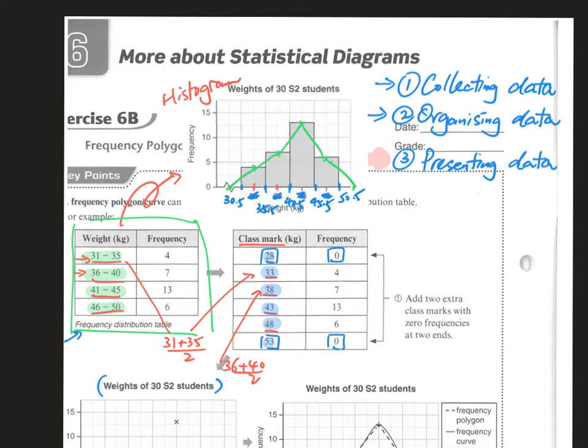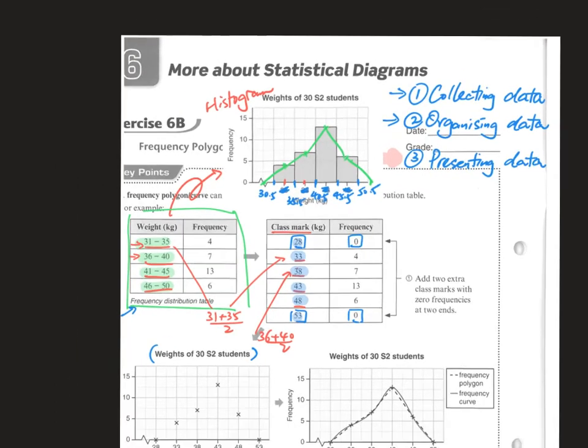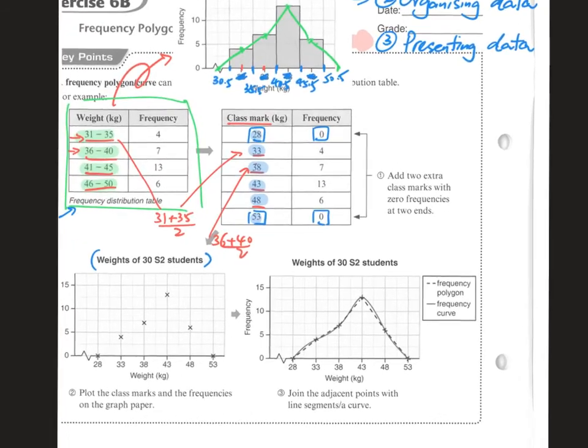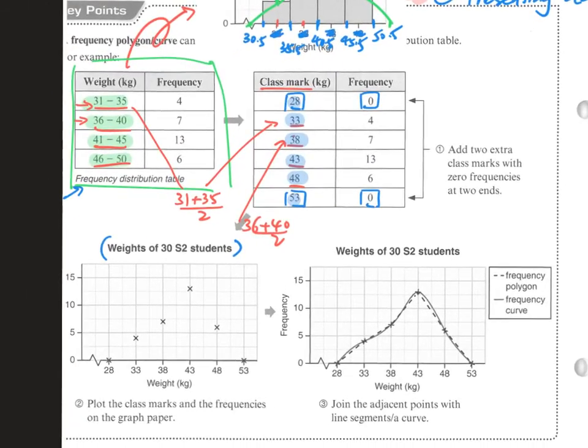After you have your new class marks, you can start drawing the diagram by yourselves. 28 is 0, so put a little cross here, 33 is 4, a little cross, 38 is 7, and so on. After that, you link up each cross, 1, 2, 3, 4, 5, and this is your frequency polygon.